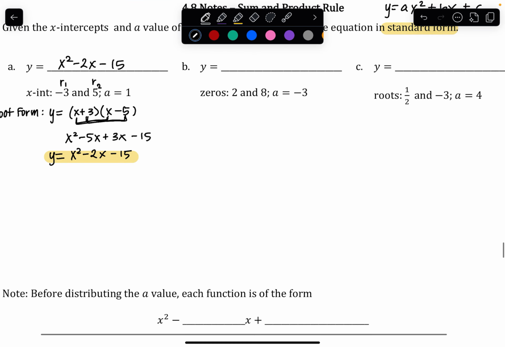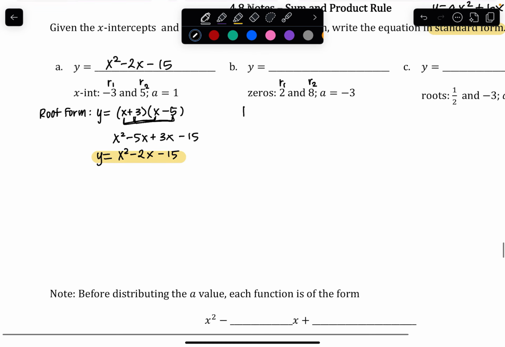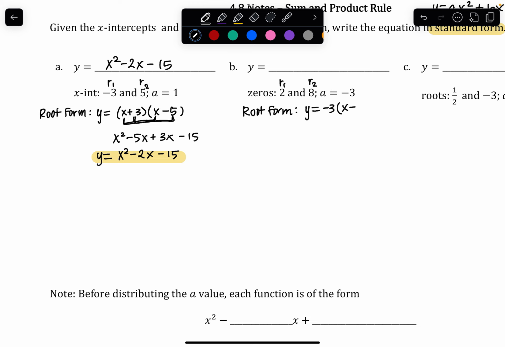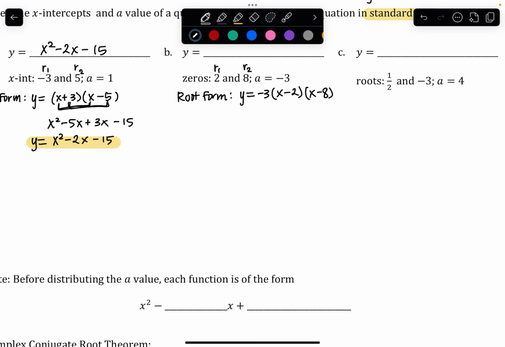For this next one, our roots are 2 and 8, and then our a value is -3. So in root form, we would have y equals a, x minus the root, x minus the other root. When you're FOILing this out, FOIL, then distribute the -3. So we would get x squared minus 8x minus 2x plus 16. Combining our like terms, x squared minus 10x plus 16.